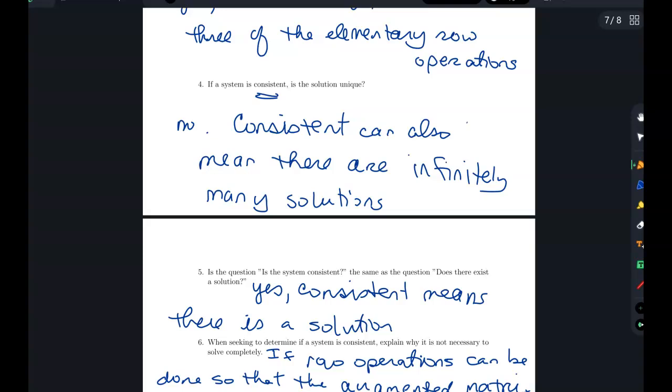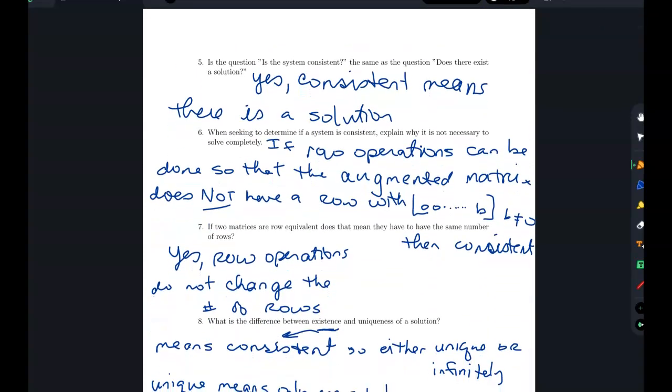Okay, if the system is consistent, is the solution unique? No. Consistent means either infinitely many solutions or unique. So just because it says consistent does not mean unique. Okay, so if it's consistent, is that the same thing as saying, does there exist a solution? Yes. Consistent means there is a solution, and just like we talked about, it's either unique or infinitely many. So consistent means a solution exists, right?